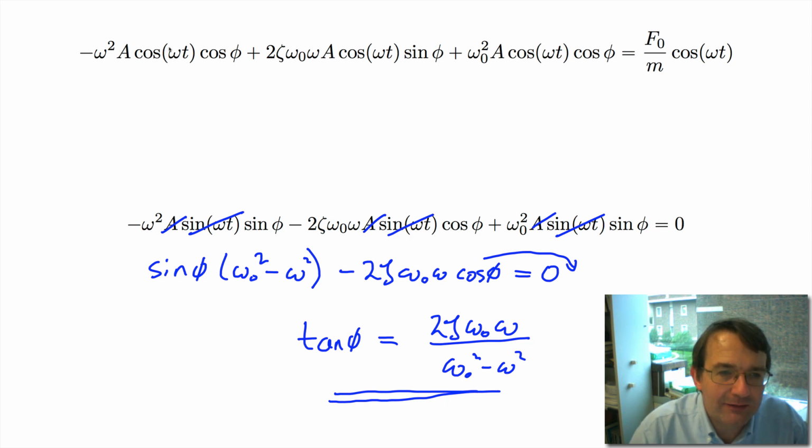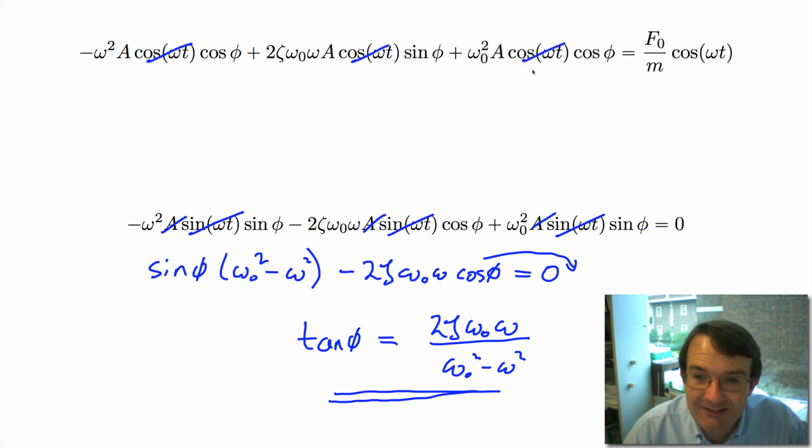So now let's return to this top equation here, and I can cancel through by cosine omega t, but here I cannot cancel out the a's because of course I've got this term here that comes from the driving force that doesn't depend on the amplitude of the system.